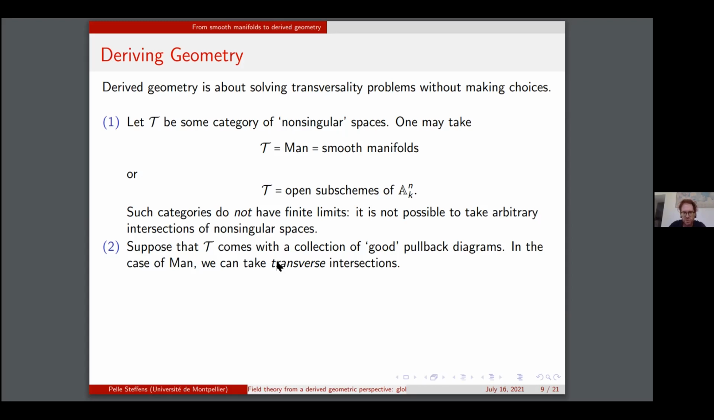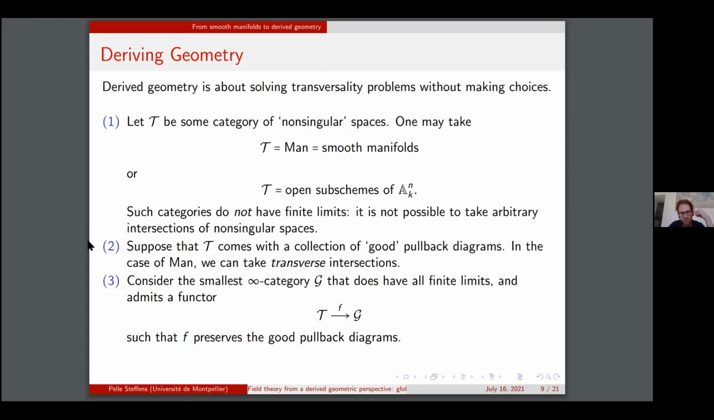In the category of manifolds, those are simply transverse intersections. And for open subschemes, you can take open embeddings between these objects. So with this data in hand, we can then try to do the following. We take this category T, and we're going to enlarge it in a specific way. We're going to add all finite limits with the condition that the transversal pullback diagrams, these good pullbacks, do not change. And we want to do this in a universal way.